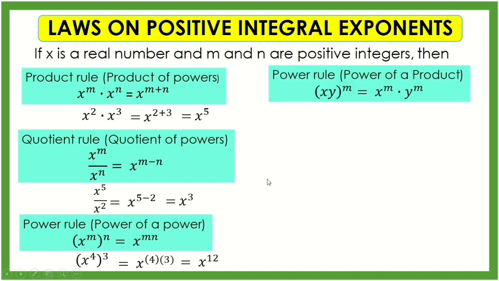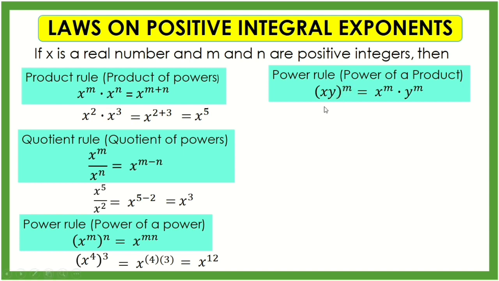For the fourth law, we have also the power rule. Ito naman ay power of a product. So, meron tayong product and then meron siyang power. Okay, so if we have the quantity of x times y raised to m, this is equal to x raised to m times y raised to m. So, imumultiply natin yung exponent dito sa loob at saka yung exponent sa labas.